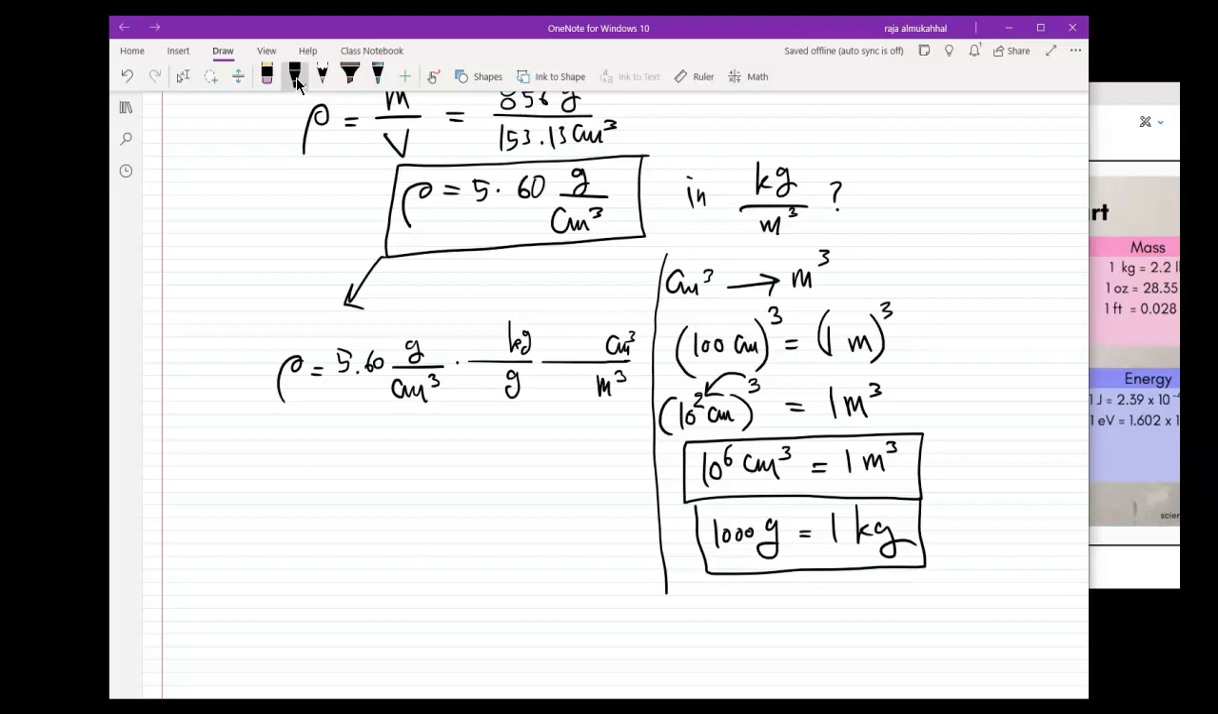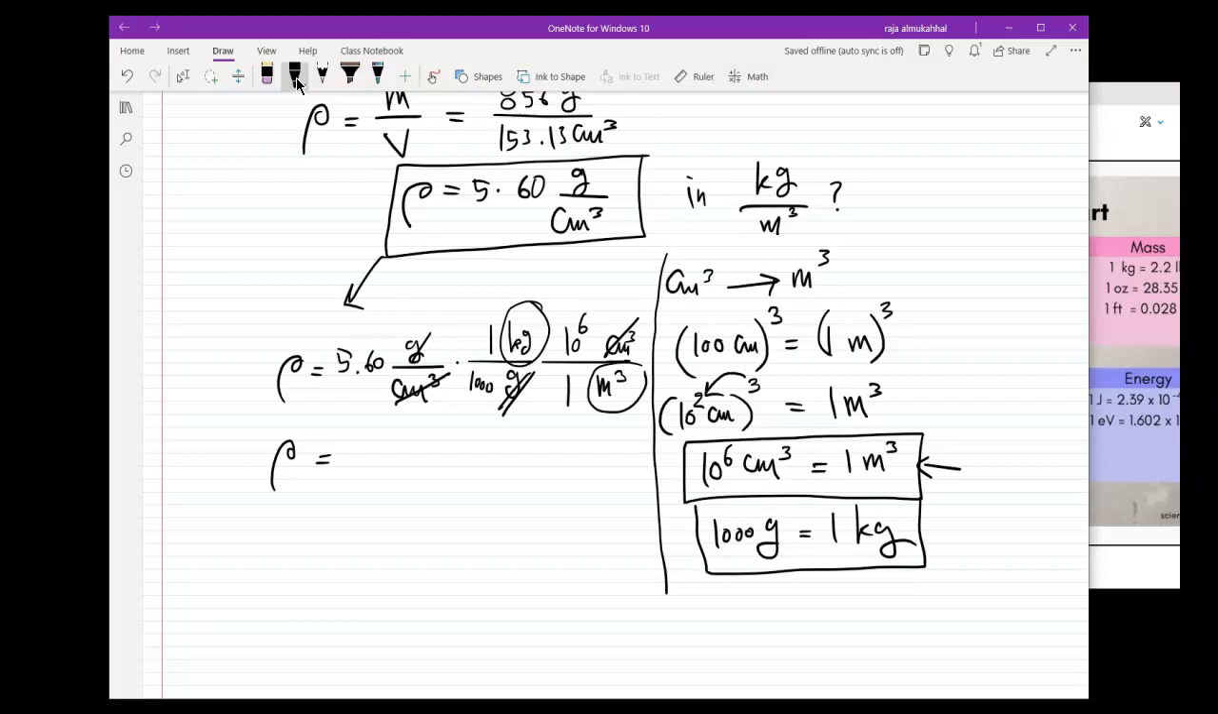Now I'm going to put the relationship. 1,000 grams is 1 kilogram. And as you can see right here, 10 to the 6, which is a million centimeters cubed, is equal to 1 meter cubed. Now when I convert them, I just use my calculator. Well, before I do that, let me make sure that the units eliminate. The gram will go away, centimeter cubed will go away, and I'm left with kilograms per meter cubed, and that's what I'm looking for.